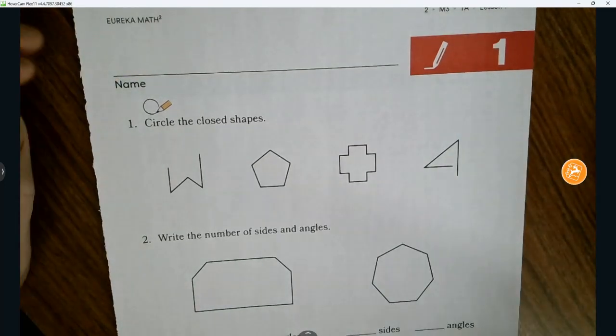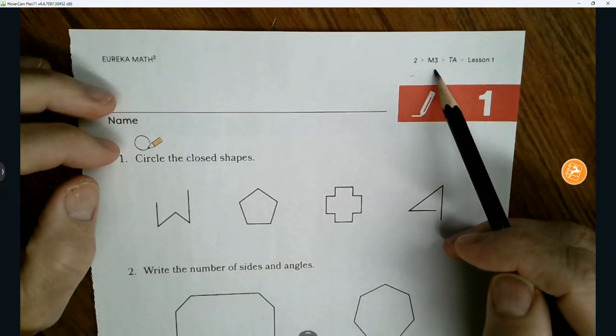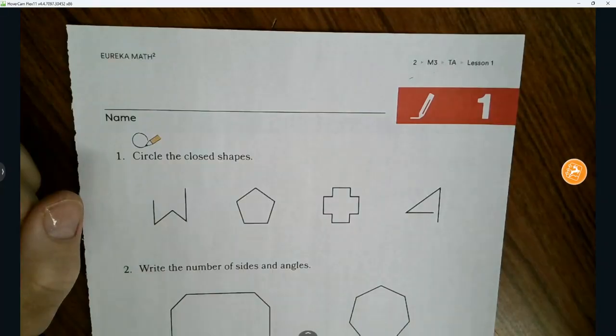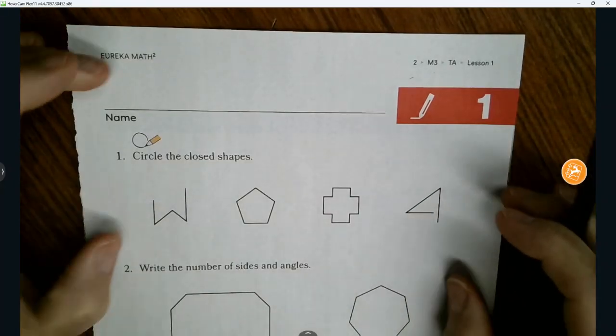Hello, everybody. We are back with our second grade, Module 3, Lesson 1. Start a new module. I'm going to start off working with some different parts of shapes right off the bat. So let's take a look at this and see where we're at.